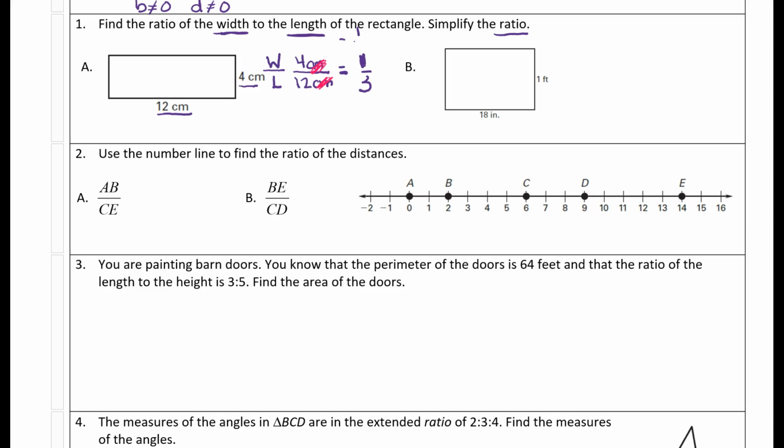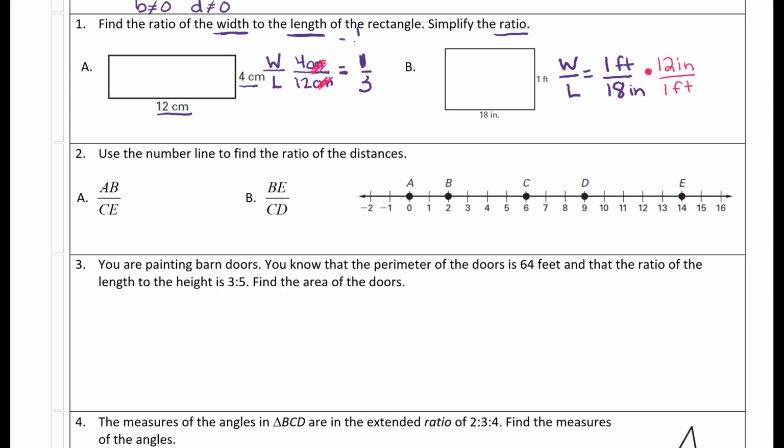Now, as we look over to B, we still must do width to length, but the problem with this one is we have 1 foot to 18 inches. So the first problem is feet and inches. That's not a ratio, that is a rate. So we have to convert. So the easiest thing to do was to use the conversion factor. There's 12 inches in 1 foot.